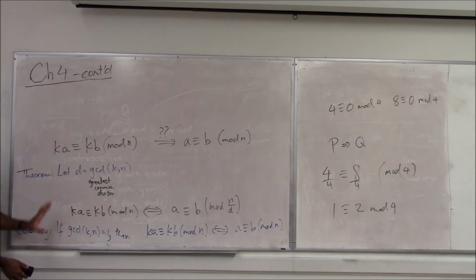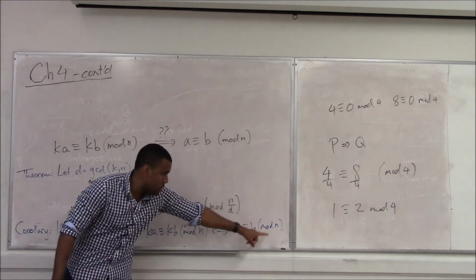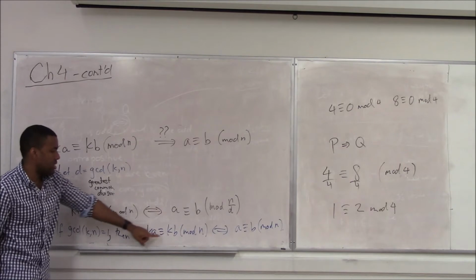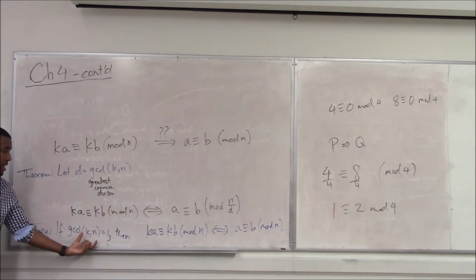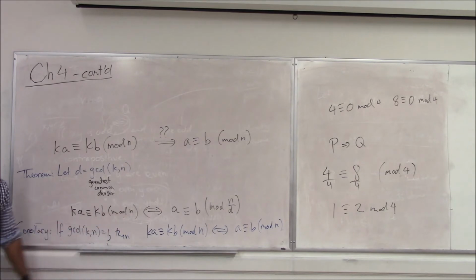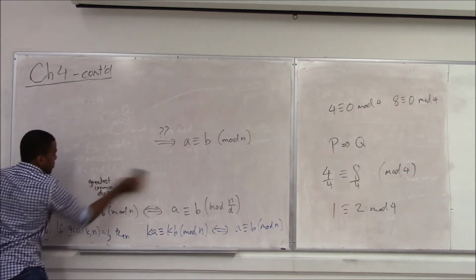So these are the conditions under which you can divide both sides. And if you want to maintain the mod that you're using, you have to make sure that the constant you're dividing by has no factors in common with the n that you're using. Just wanted to mention that. Okay, now let's move on.